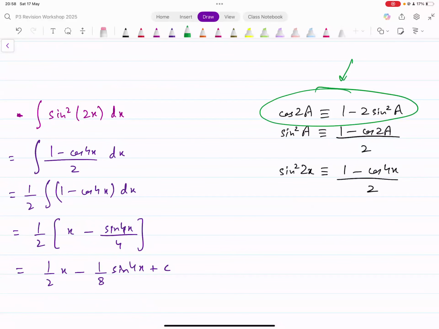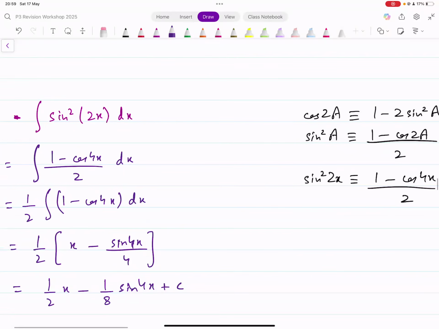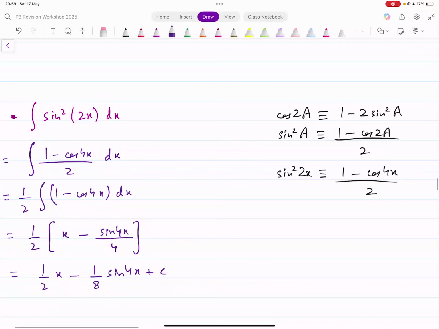We can make sine square a the subject here. When we do that, we are left with 1 minus cos 2a divided by 2, right? Now, we don't just have x here, we have 2x. Now we have to think about this identity. When we have sine square a here, on the right side, it's becoming 2a.